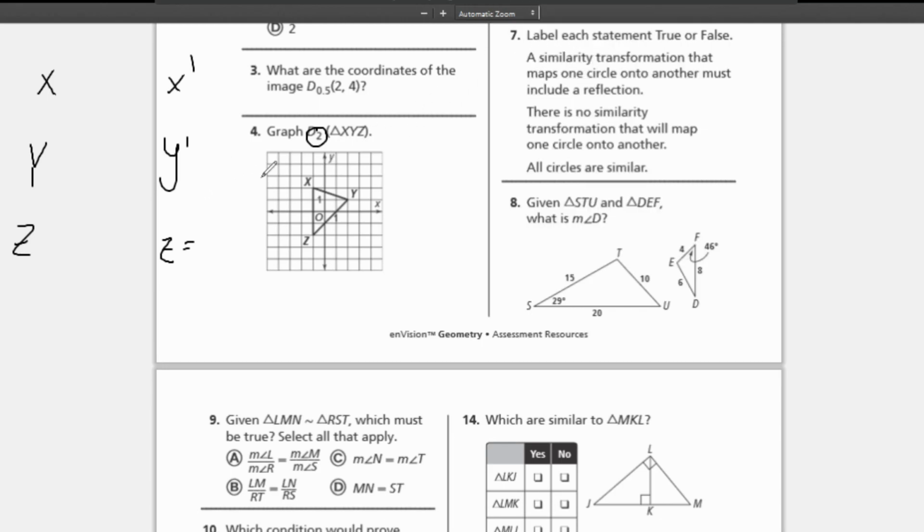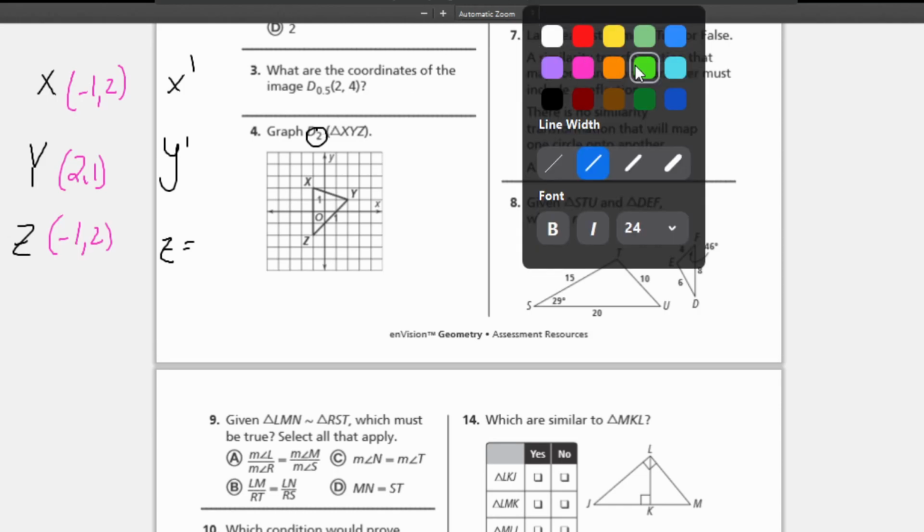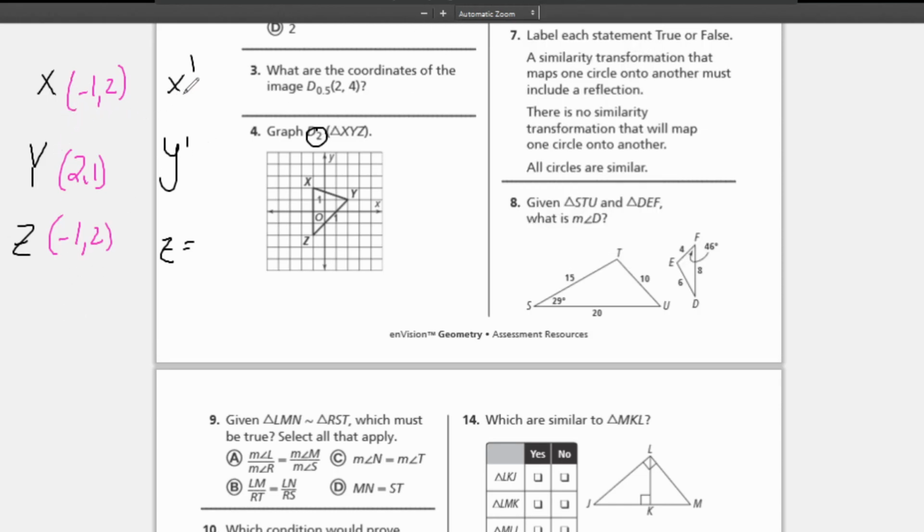So let's go to this color. Y is at (1, 2). X is at (-1, 2). And Z is at (-1, -2). Now I'm going to take each of these numbers and I'm going to multiply them by 2 to get my prime. So I'm going to bring it down here.